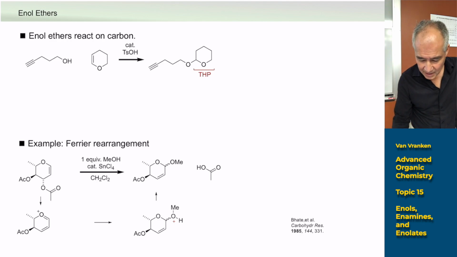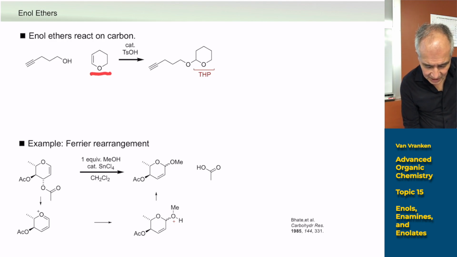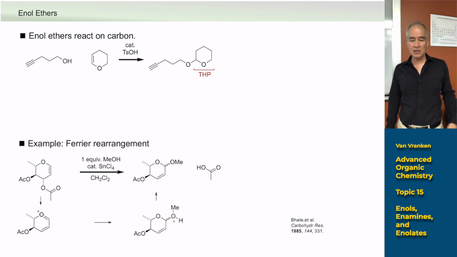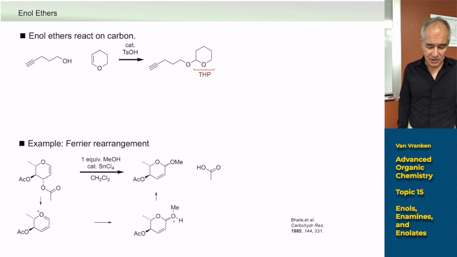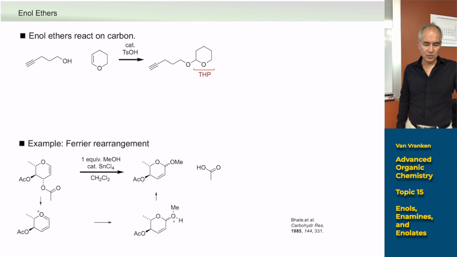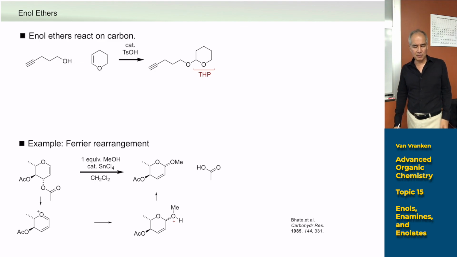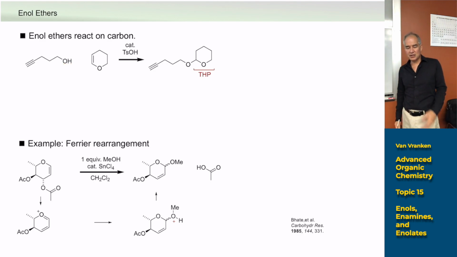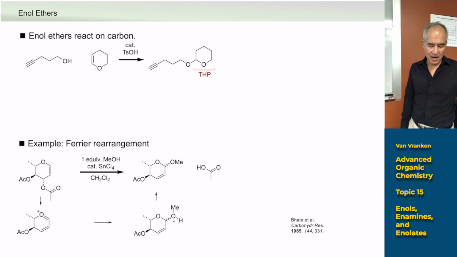So here's a very common enol ether that you'll see used in organic synthesis. This is called dihydropyran. A pyran ring is a six-membered ring with oxygen. And this is a commonly used reagent for adding a THP protecting group to an alcohol. So suppose you didn't want this alcohol to react. Suppose you wanted to make anions here, and you didn't want the alcohol to get in the way. You might protect that with a silyl group or a THP protecting group, a tetrahydropyran.